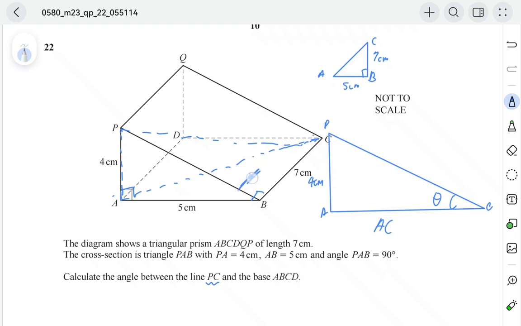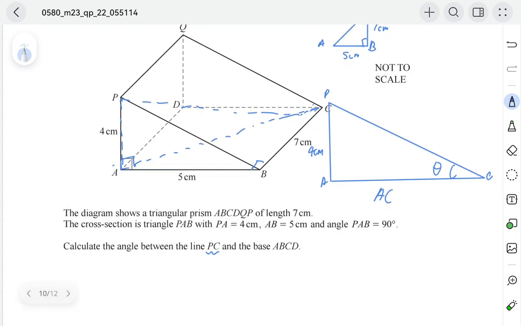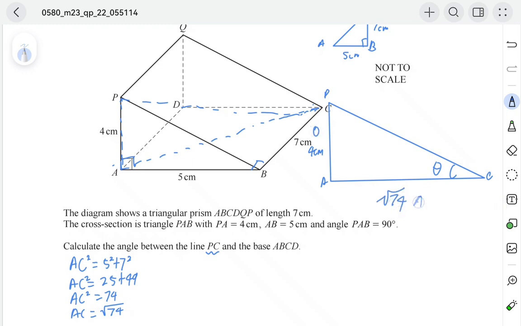So we can use Pythagoras' theorem to find AC. AC squared equals 5 squared plus 7 squared. So AC squared equals 25 plus 49, which is 74. So AC equals root 74. And with this, we have an opposite and an adjacent, and we can find the angle.